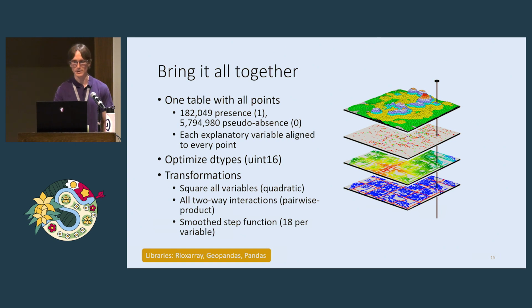And at this point, our dependent variable and 10 explanatory variables are processed. So we'll join them together into one table aligned to the 182,000 presence and 5.8 million pseudo-absence points, the grids that those make. And then in order to run this model on our current hardware, we've recast the field data types as uint16 instead of float64, and that helps reduce the memory footprint. And then in addition to that, in order to allow for nonlinear relationships, we include several transformations of the explanatory variables in the model, including quadratic, pairwise product, and the smooth step function.